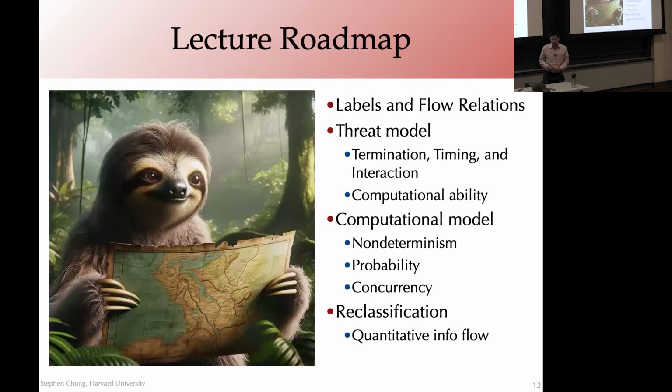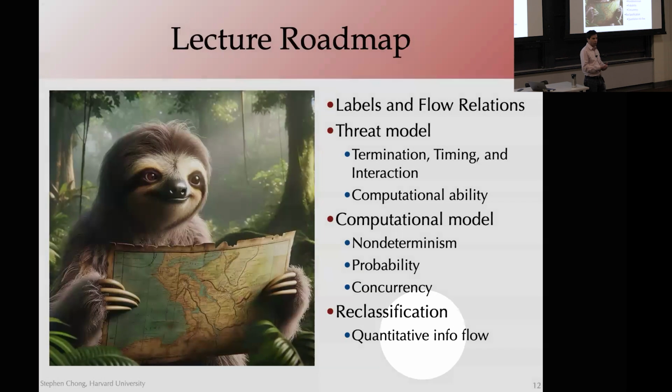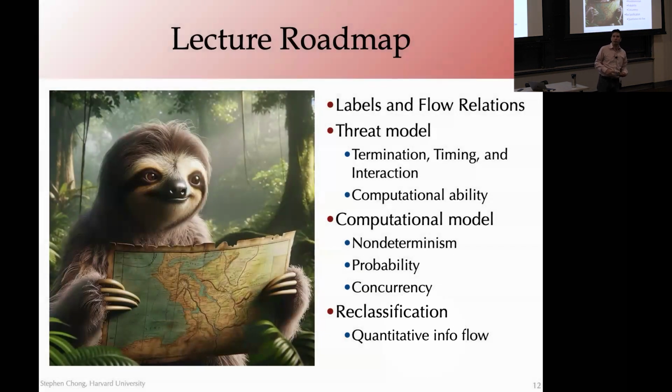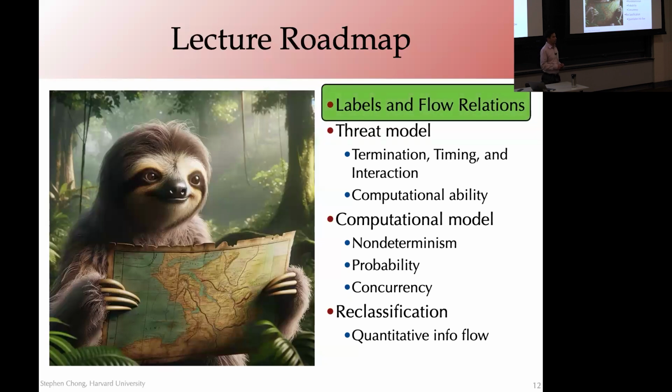And to give you a bit of a roadmap for it, as I said, we're talking about the threat model, the computational model. We'll talk about reclassification, so more detailed, more fine-grained ways of specifying the flows that are and aren't allowed. But before I jump into that, I'm actually going to talk about labels and flow relations as a way of helping us provide useful specifications of non-interference and similar guarantees.